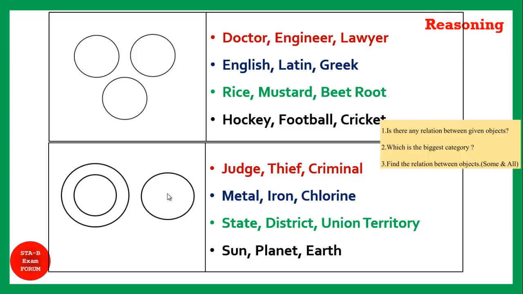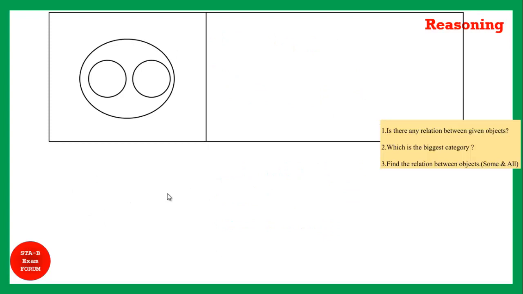Coming to the next category, let's see the question first. Reptile, snake and lizard. Is there any relationship between the objects? Yes, there is a relationship. All these are reptiles. Which is the biggest category? Reptile is the biggest category, so we made a big circle which represents the reptile.